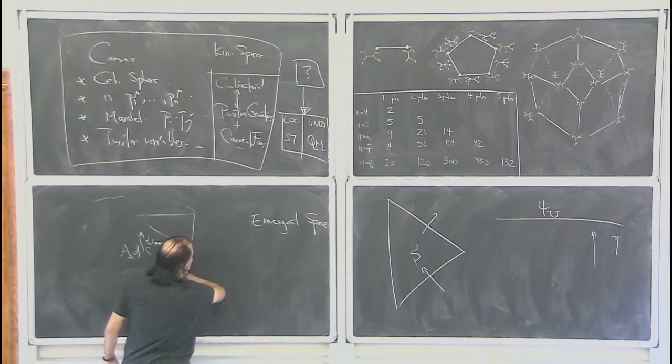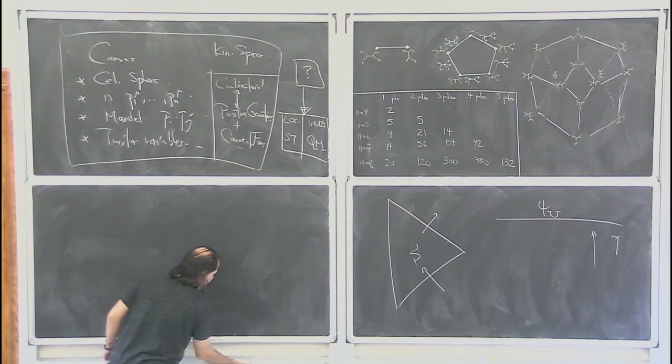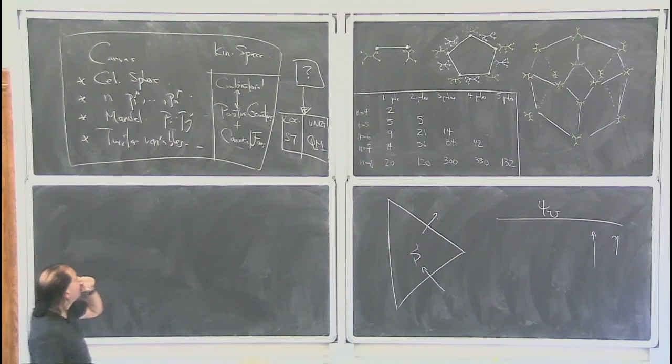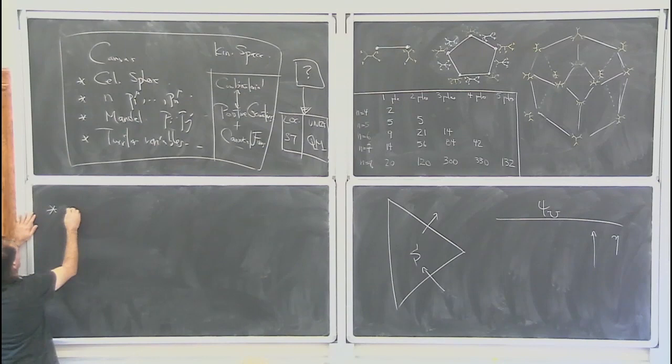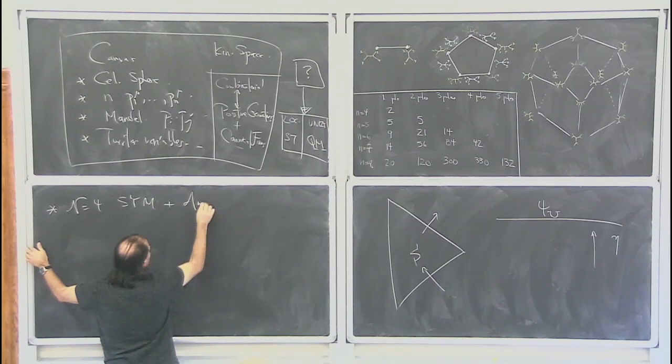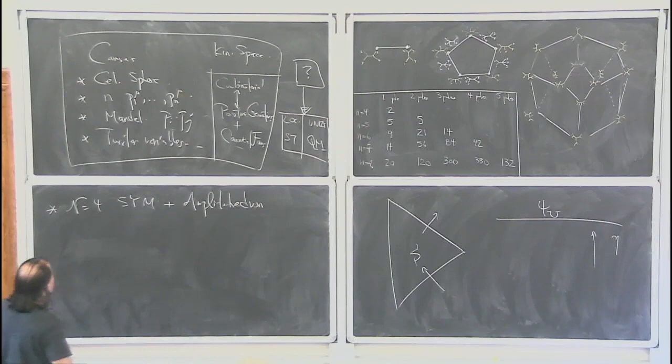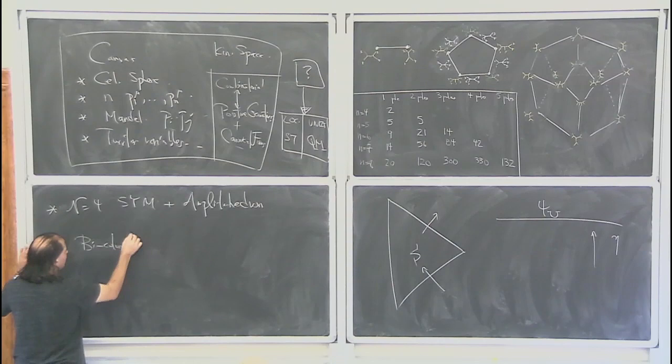So, in the context of scattering amplitudes, the first working example of this kind of structure was for N equals 4 super Yang-Mills and the story of the amplituhedron. Now, I will not be talking about the amplituhedron directly in these lectures. Instead, what I'll start off talking about is a much simpler amplituhedron for a much simpler theory, which is the bicolored, you'll see what these words mean in a second, or biadjoint phi cubed theory.